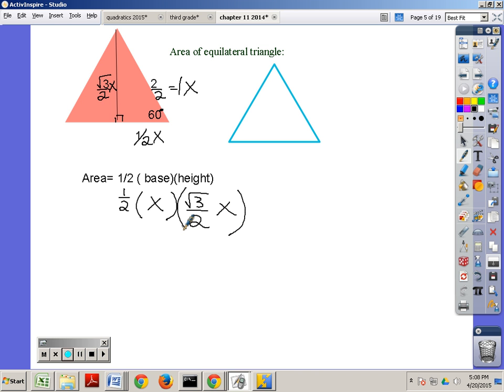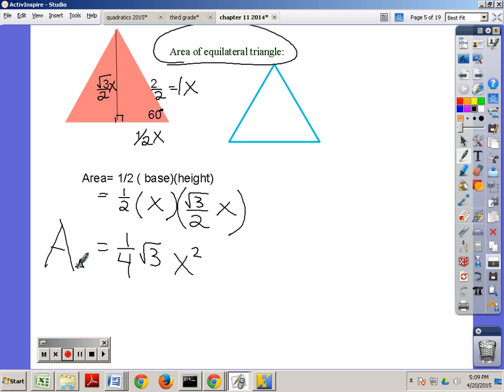Once again, let's rearrange that and simplify it a bit. Let's pull out our 2 fractions. I've got a 1/2 here and a divided by 2 here, which is the same as 1/2, so I could rearrange that and pull it out as 1/4. I can put my radical 3 right there. Just pull it out, and then I've got x times x is x squared. So the area of any equilateral triangle, draw a little equilateral triangle there, is 1/4 times radical 3 times x squared, where x is your side length.